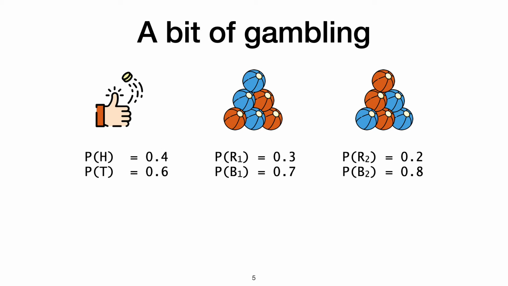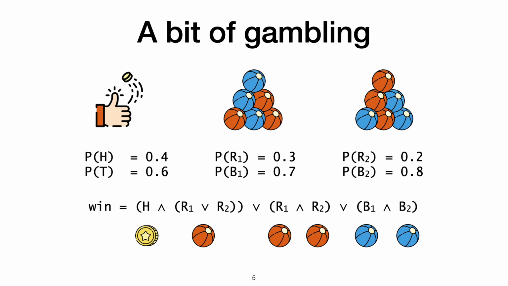For instance, the probability you toss heads is 30% and consequently the probability of tails is 70%. Similarly, the probability of the first drawn ball being red is 30%, or for blue it's then 70%, and for the second ball it's 20% red or 80% for blue. You win the gambling game if you toss heads and you draw a red ball, or if you draw two balls of the same color.